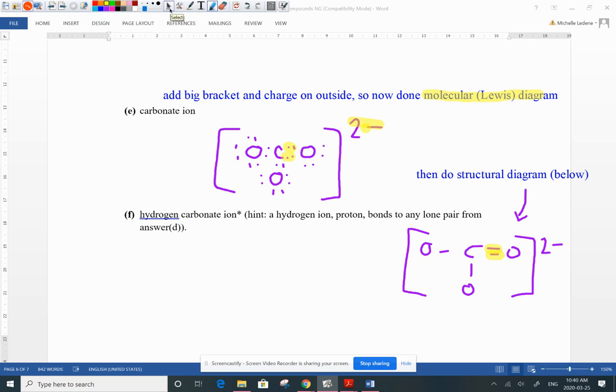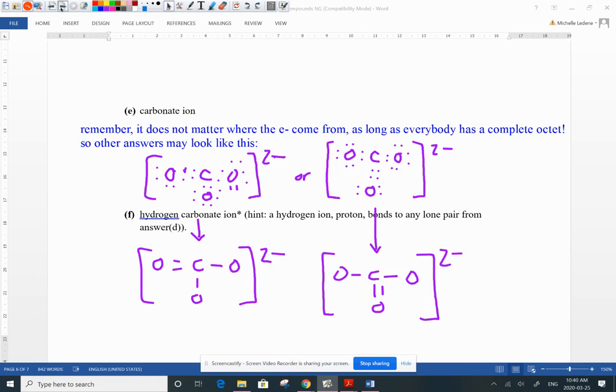So you've done that correctly, but a lot of kids say, well, my diagram doesn't look like that. I used a different oxygen atom. That's fine. That doesn't matter. It doesn't matter where the electrons come from. So your diagram might have looked like this or like this. As long as every atom has a complete octet, you're good to go.